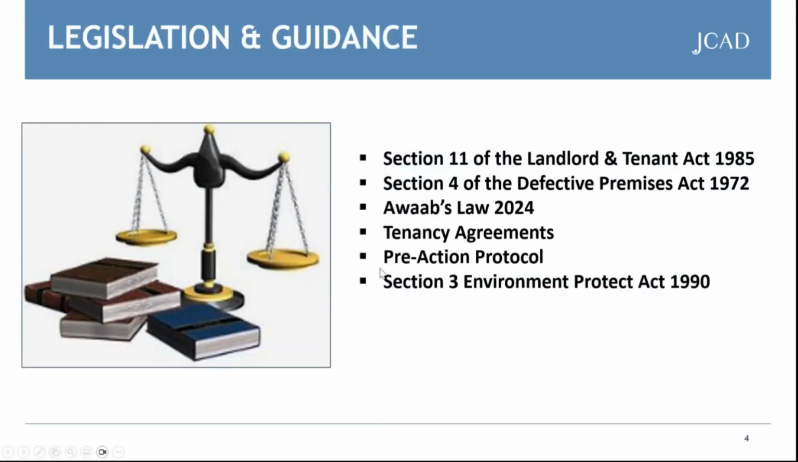So a quick look at the relevant legislation and guidance surrounding disrepair claims. So firstly, Section 11 of the Landlord and Tenant Act 1985. So landlords would be in breach of Section 11 if they had notice of a repair, but then failed to carry out the repairs in a reasonable time.